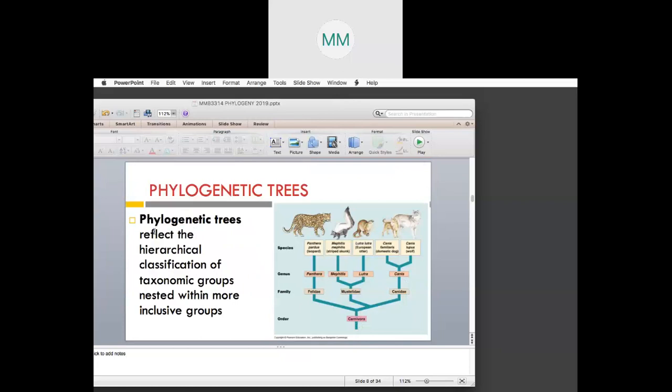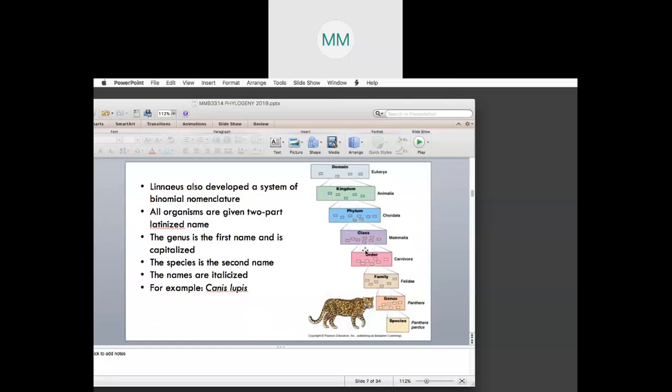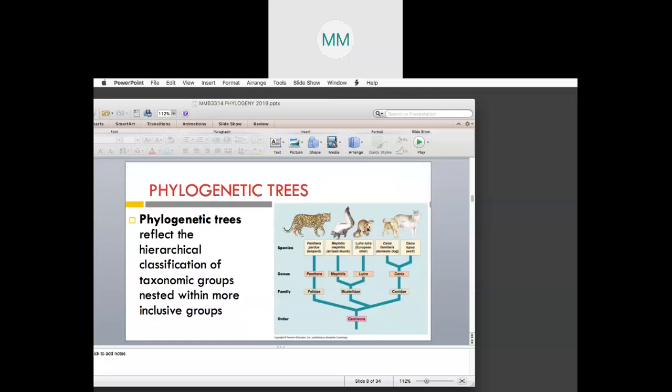Phylogenetic trees reflect the hierarchical classification of taxonomic groups nested within more inclusive groups. So now, having all these important characters, what it will try to do is, it tries to see the profiles of all these other organisms and tries to see what characters are more shared and are most ancestral. That is what phylogenetics does.